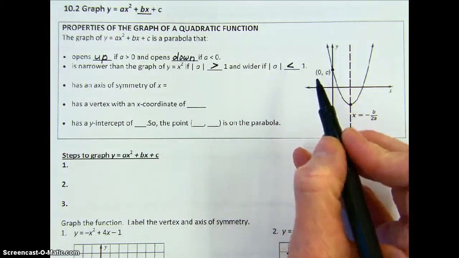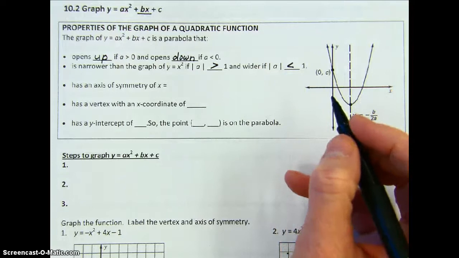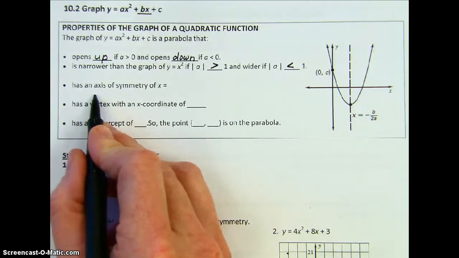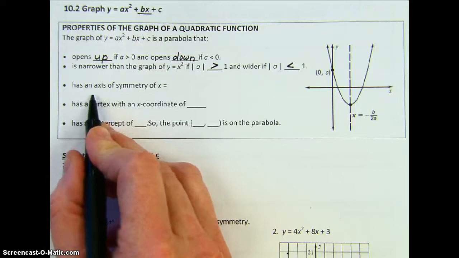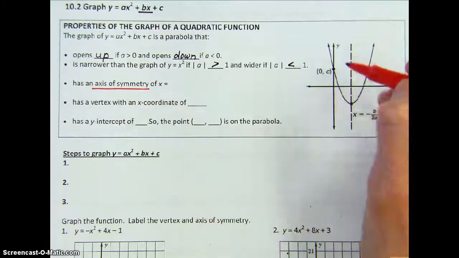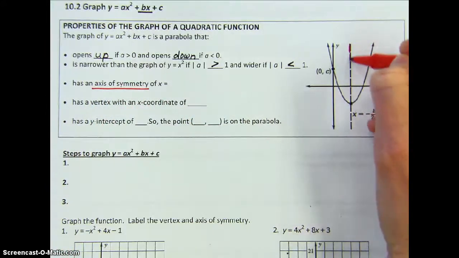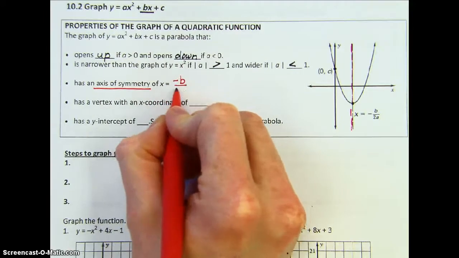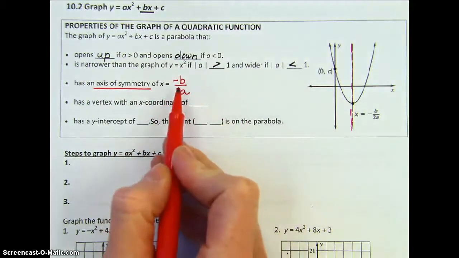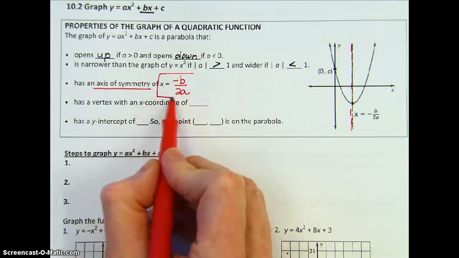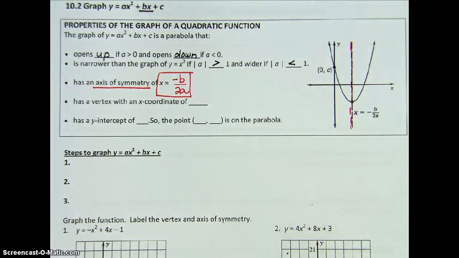Now, this is probably the most important thing of the lesson today, the axis of symmetry. Yesterday, the axis of symmetry went through the origin every time, but today that will not be the case. So we have a formula to find that axis of symmetry, which is this dotted line right here. Remember, it's the imaginary line that cuts the parabola in half. Now, the formula is negative b over 2a. Notice that I get the b from the equation and the a from the equation. And you will also notice that it is an equation, so that makes it a vertical line.